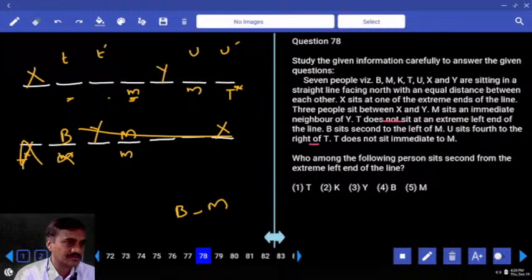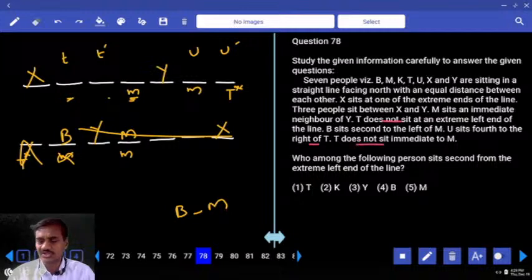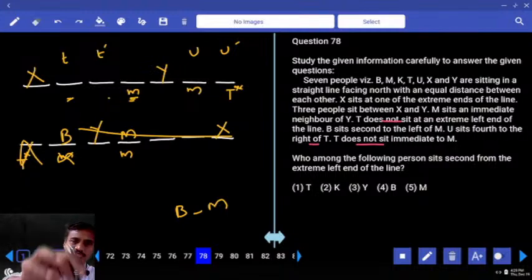Possible or not possible? Why is it not possible? T does not sit immediate to M. Clear? As T is not immediate to M, what are the possibilities for this M?